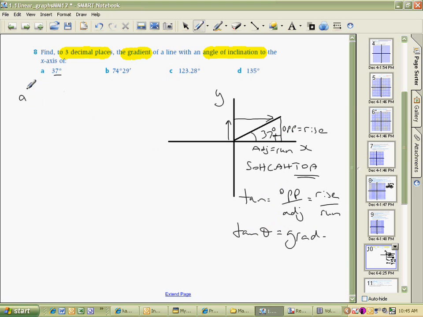So for A, the gradient of the line, and that's all you're asked to do, is just find the gradient of the line, is equal to whatever tan 37 degrees happens to be. I'm not going to work that out, you just get your calculator out, tan of 37, but note it's to 3 decimal places, and so that's how these particular problems are done.